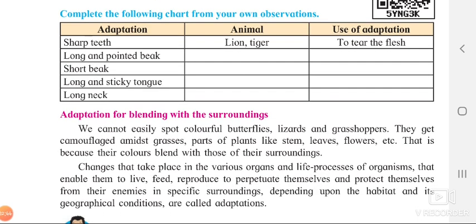Now, adaptation for blending with the surroundings. We cannot easily spot the colorful butterflies, lizards and grasshoppers. Now you know grasshoppers, they are normally green in color. Butterflies, they are colorful. Okay. Lizards also, sometimes they get adjusted in such a way in the surrounding that they are of the same color. They get camouflaged amidst grasses, parts of the plants like stem, leaves, flower, etc.